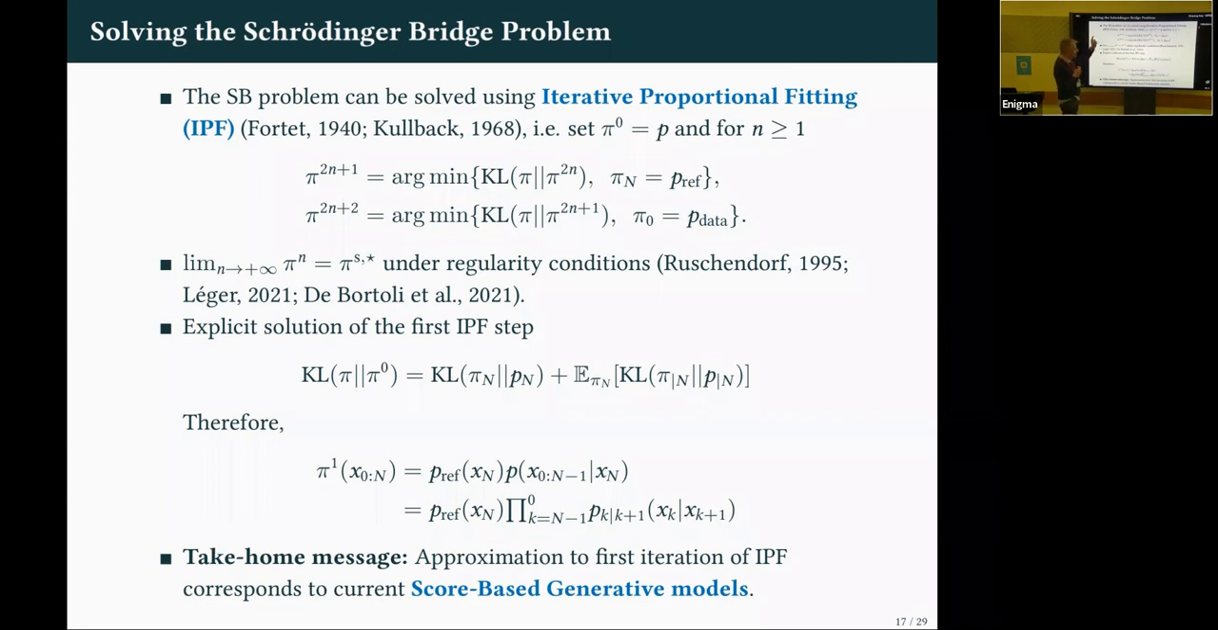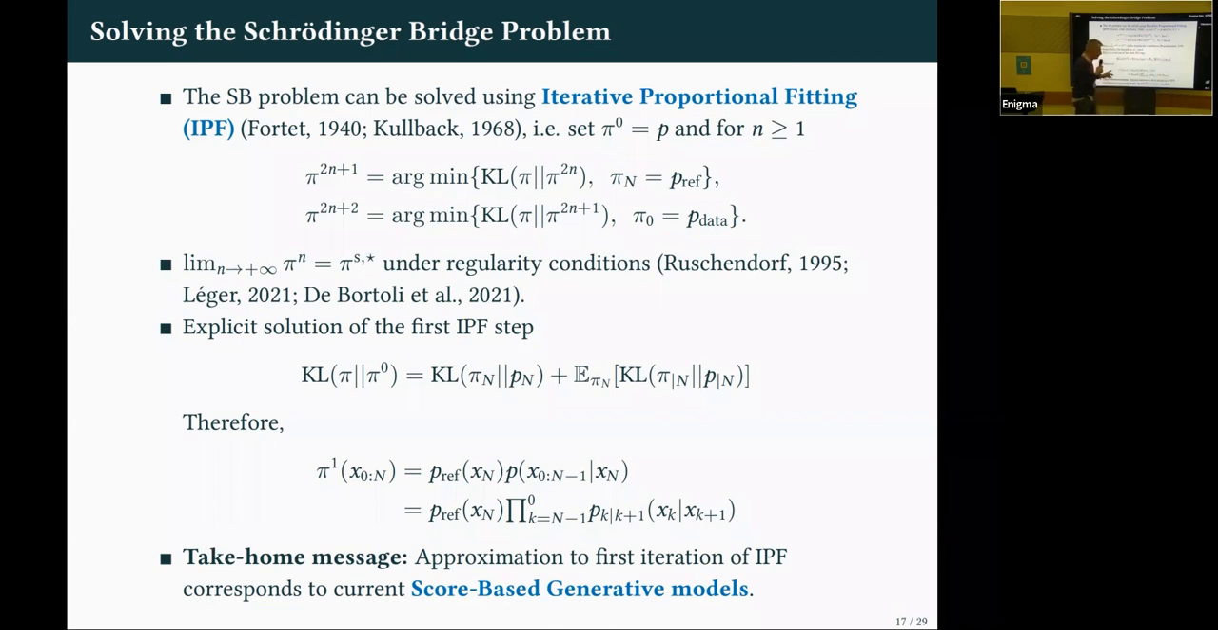The first iteration of IPF minimizes the Kullback-Leibler discrepancy between pi and p, because at iteration 0 the first guess is p, subject to the constraint that the final time marginal is the Gaussian distribution. You write that, and what you find is that the solution to this IPF problem is basically to initialize from a Gaussian and time reverse the dynamic of the forward process. But it's exactly what denoising diffusion models do.